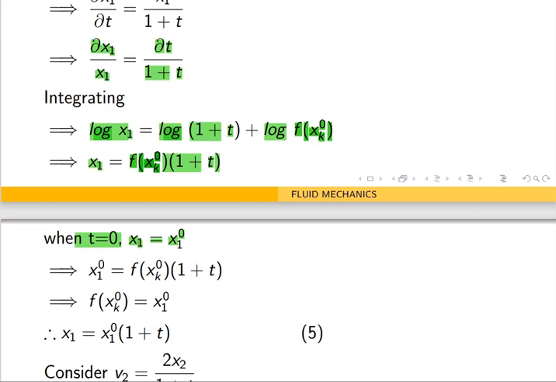So when t is 0, x1 is x1 naught. Use that condition: put t equal to 0. This t is 0 here, and x1 is nothing but x1 naught. So x1 naught equals f of xk naught, as it is 1 plus t, and t is nothing but 0 here. So you are going to get f of xk naught equal to x1 naught. Using that, what is x1 now? Therefore x1 is equal to x1 naught into 1 plus t, called equation 5.